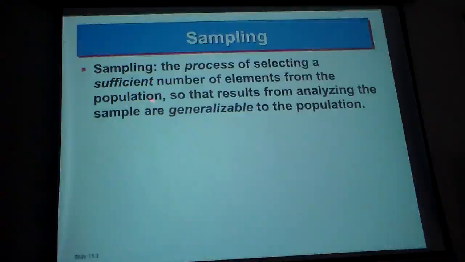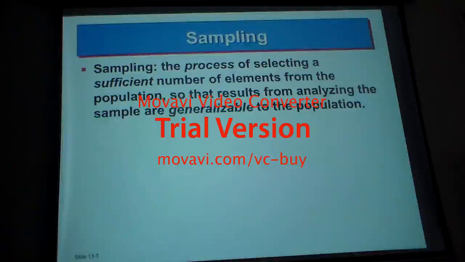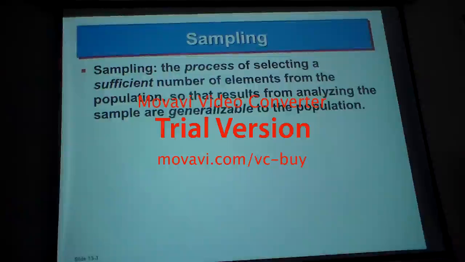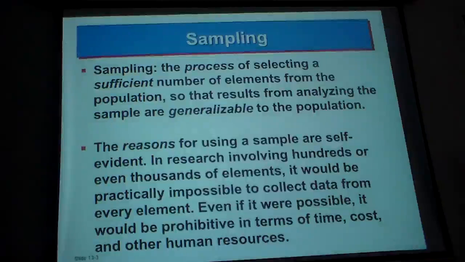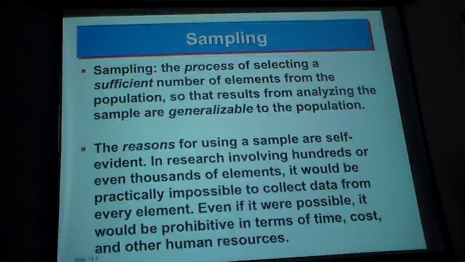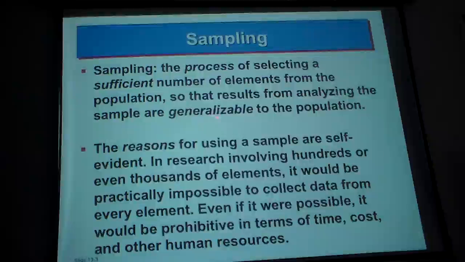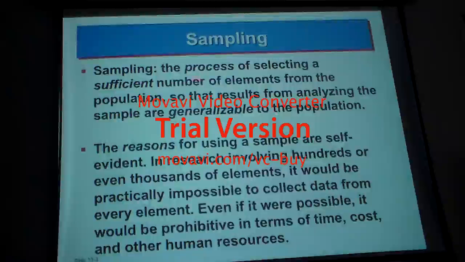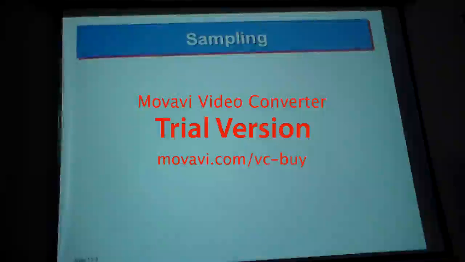So we need to select a sufficient number. Try to focus on the word sufficient. Sufficient means enough, good enough to reflect the reality in the population. It should be good enough to reflect the reality of elements from the population, so that results from analyzing the sample are generalizable to the population. Because this is what we need in research.